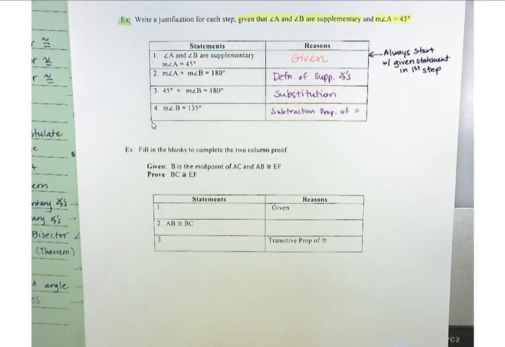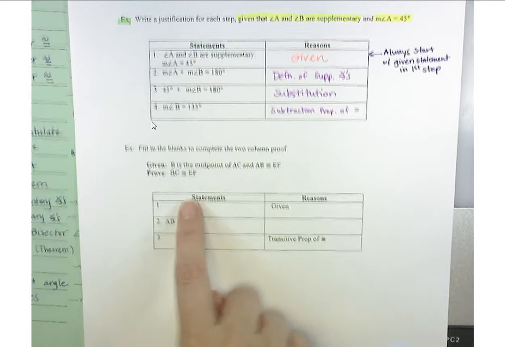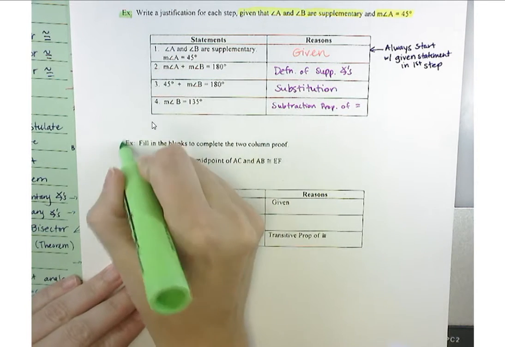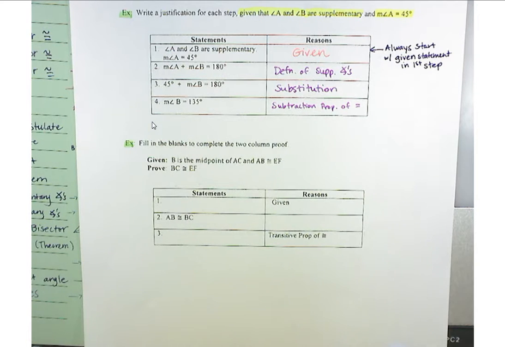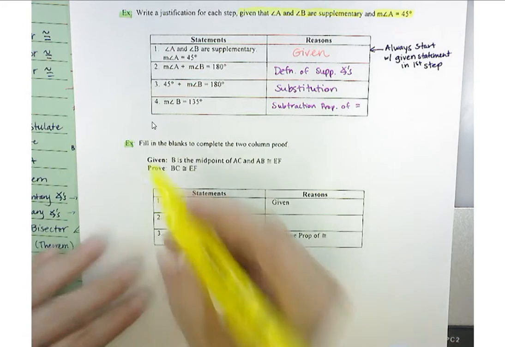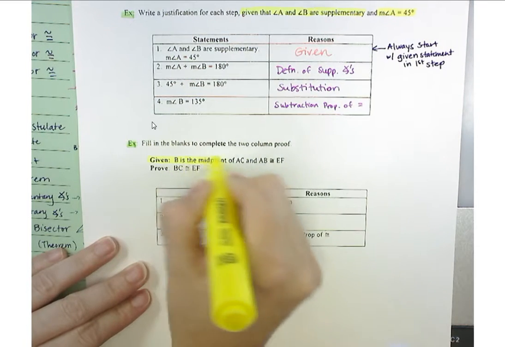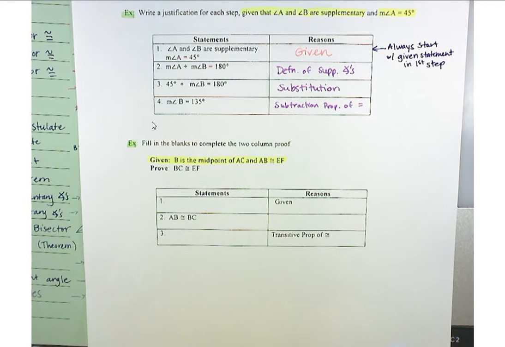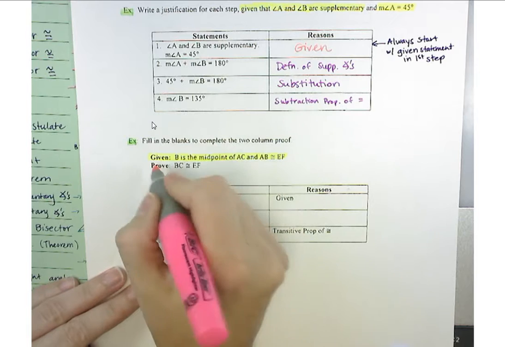All right, so now we're going to try the next one. You can tell that now we're going to have to fill in some of the statements. So we're going to fill in the blanks to complete the 2-column proof. And then I'm going to highlight the given, and then I'm going to highlight in a different color what we have to prove.